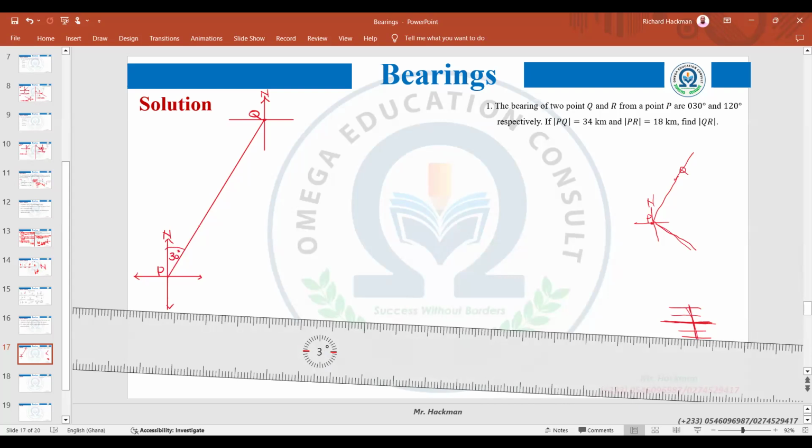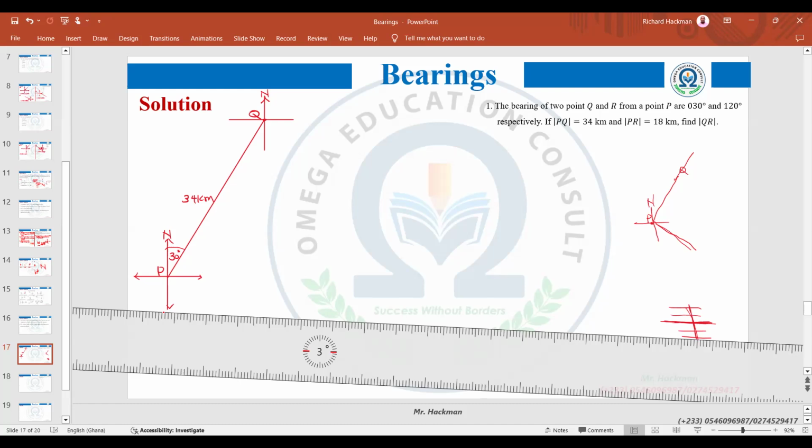Okay, then when you come here, you indicate the distance, and that is what? The distance between P and Q is what? 34 kilometers. So you write 34 kilometers along it. But unfortunately, I cannot do that. So 34 km. I will not write along it, but you will write along that. Okay, now let's move on to the next bearing and the distance.